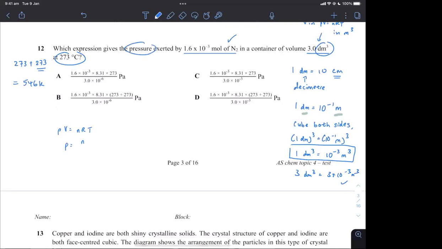So P equals nRT over V. When you're faced with this kind of exam question, do not hesitate to circle, underline, and show your working, because it is how you can understand and follow your own work later on.